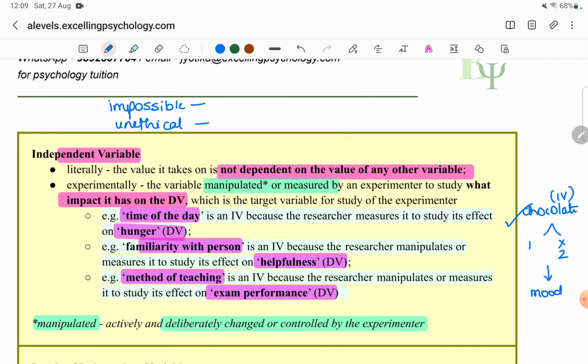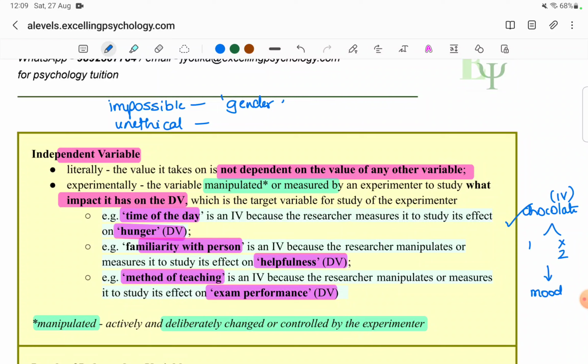Let's consider one example. Supposing the researcher wants to study what impact gender has on intelligence. The researcher might believe that some people are more intelligent because they are boys, or he might believe that some people are more intelligent because they are girls. Can the researcher manipulate someone's gender? Can he decide which gender someone belongs to? Of course not. It sounds ridiculous.